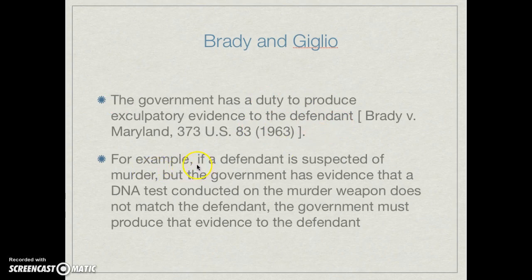In this case, we'll go back to it again. For example, if the defendant is suspected of murder, but the government has evidence that DNA tests conclude that the murder weapon does not match the defendant, the government must produce that evidence to the defendant. Again, those are exculpatory types of evidence, but it can also apply to your witnesses too. Okay, Brady can apply to your witnesses. But again, this is an example, and this is when that disclosure has to be made.